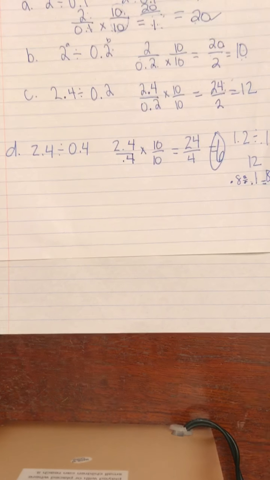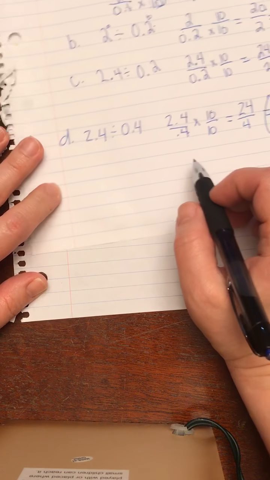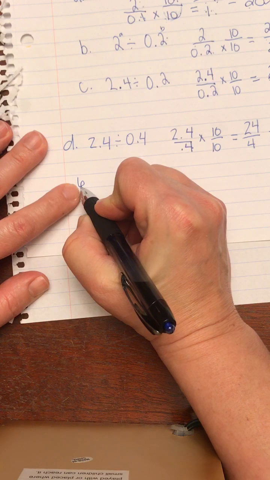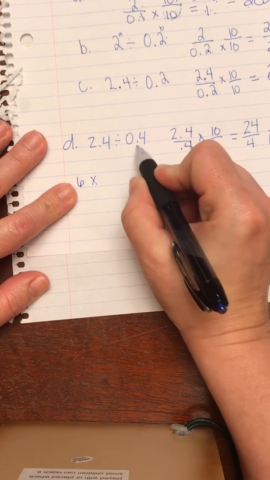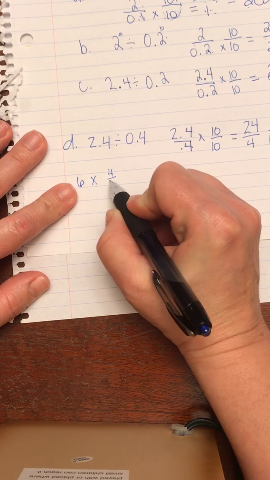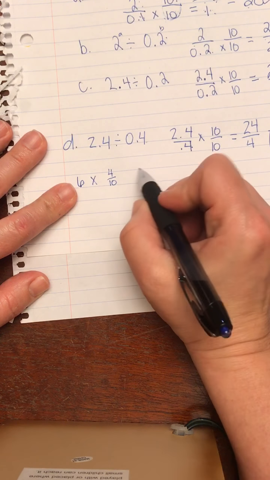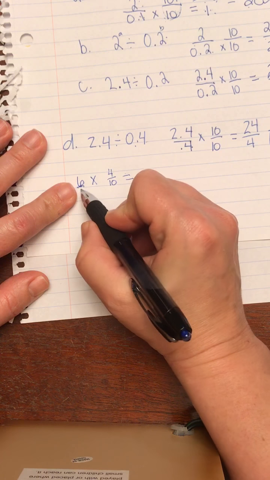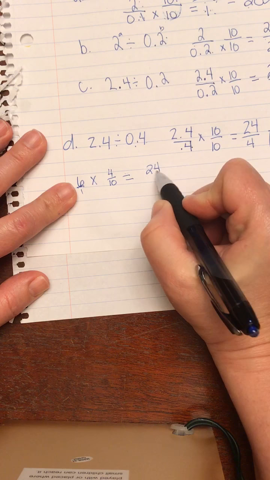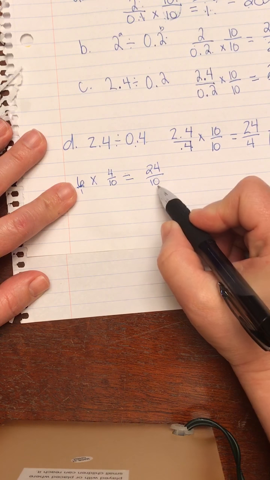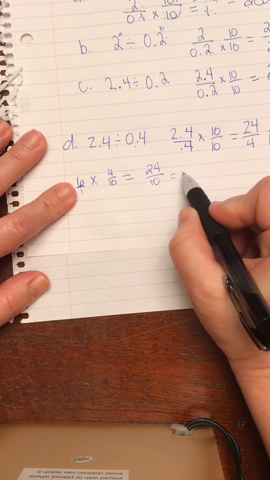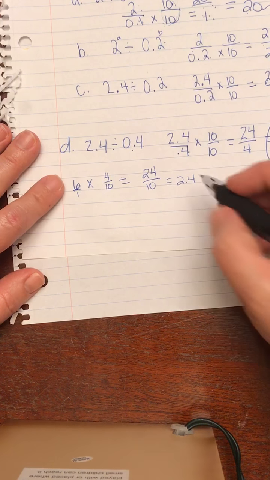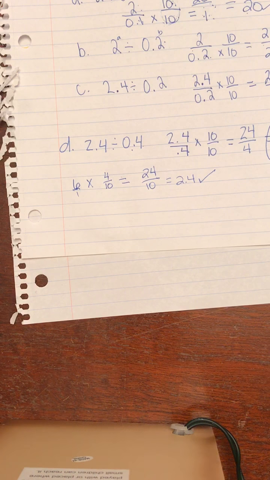And of course, I can always check my answer with multiplication. So I take my quotient times my divisor. I'm going to multiply straight across. 24 over 10, so 24 tenths, which is 2.4. So it does check out.